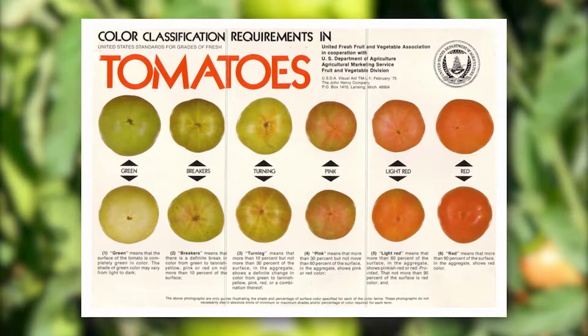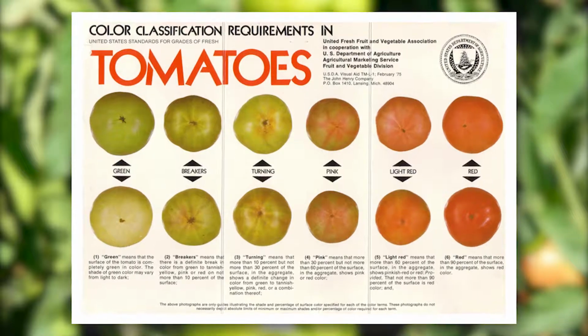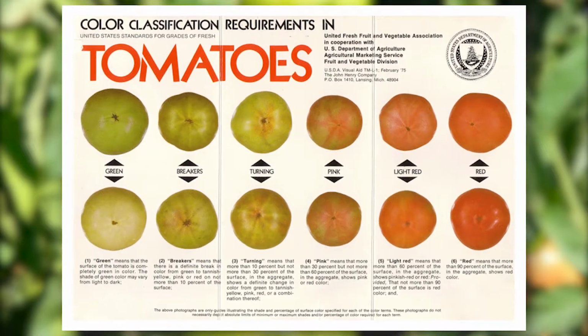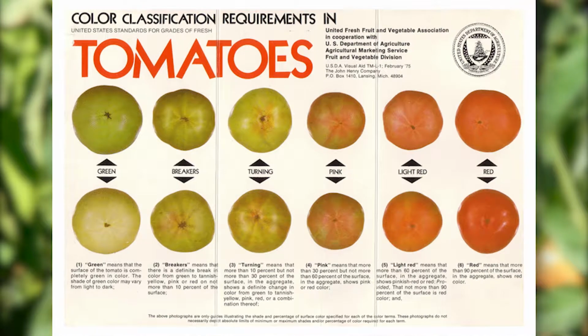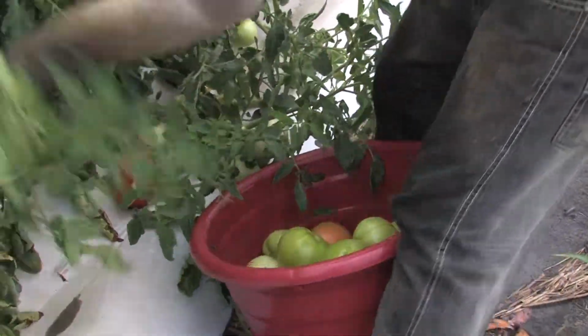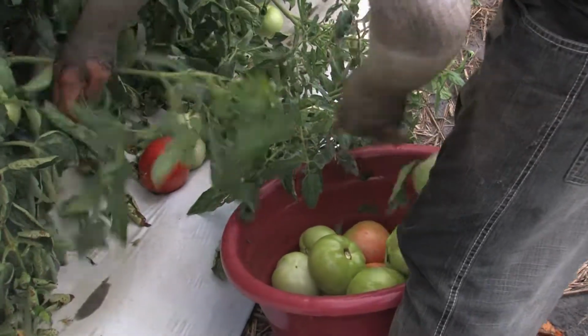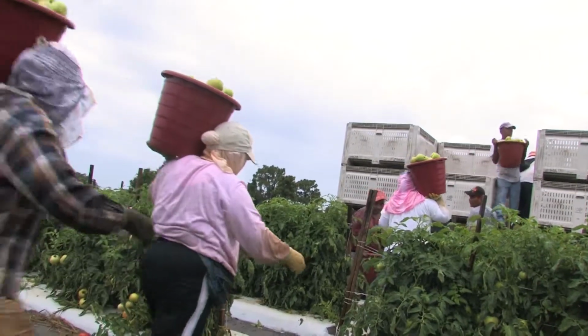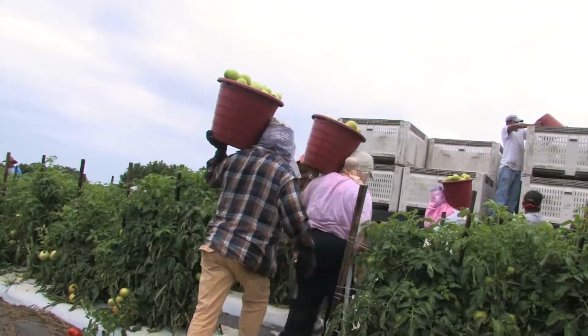The USDA defines 6 stages of exterior color to gauge the ripeness of tomatoes. Fresh market tomatoes are hand harvested in the green, breaker, or turning stages. Green tomatoes are picked into buckets, then dumped into gondolas for transport from the field to the packing house.